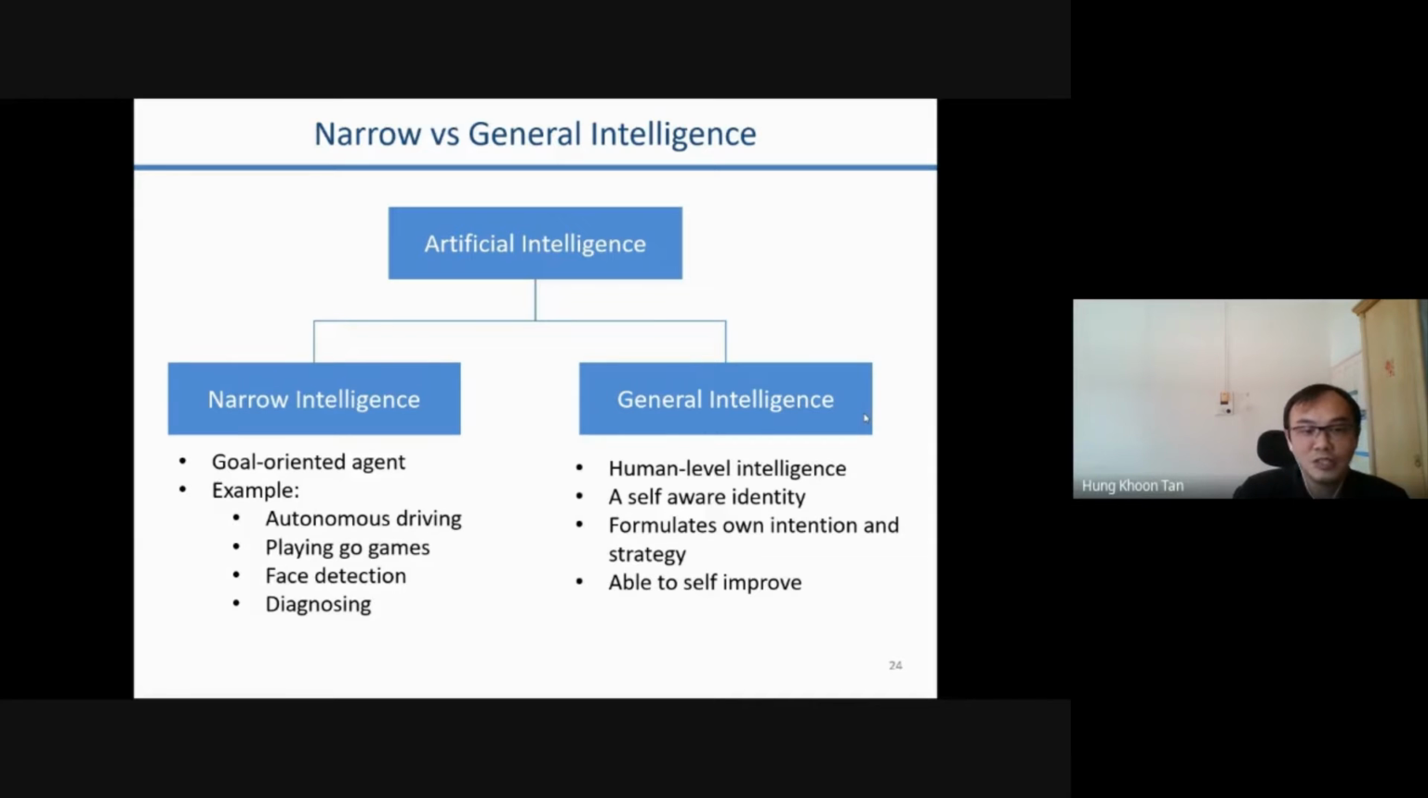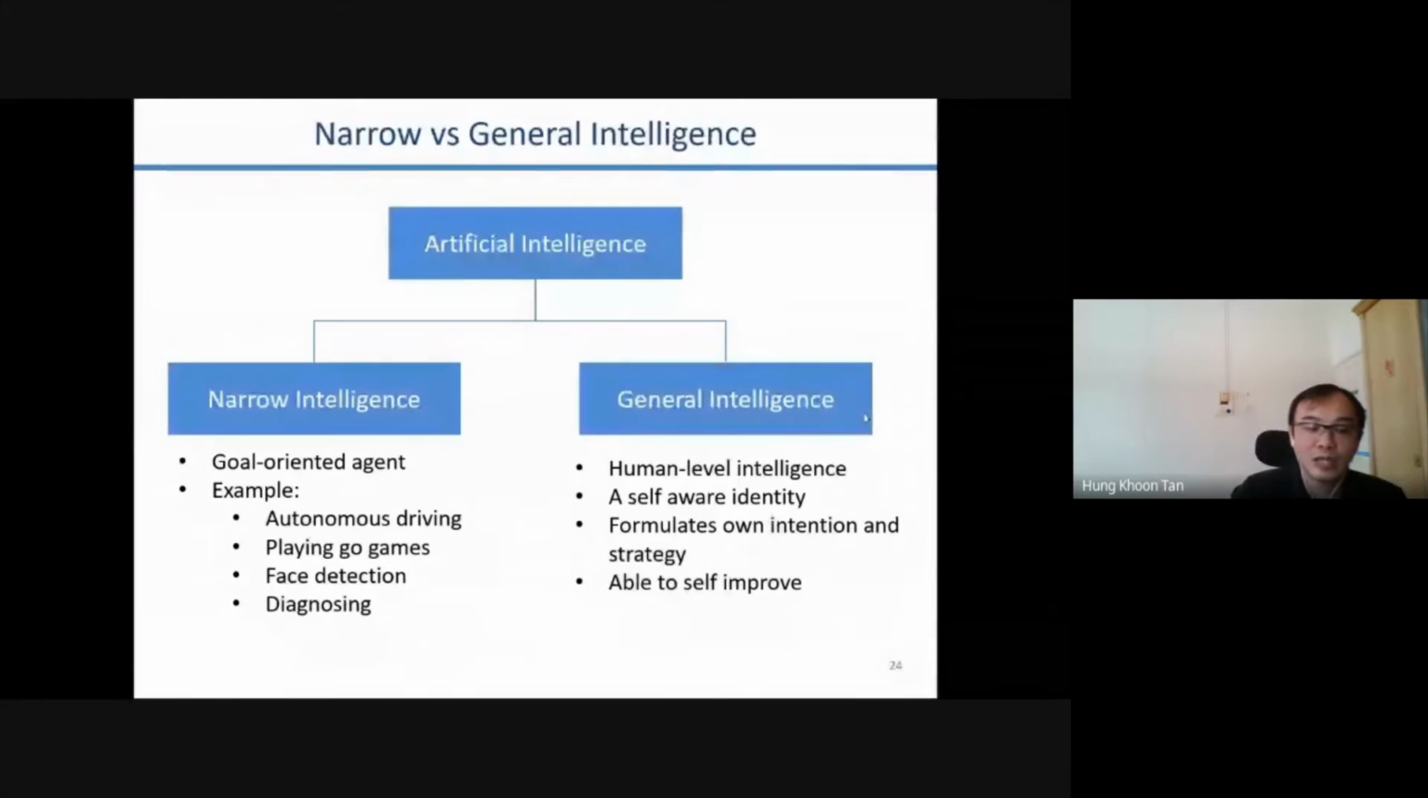In terms of general intelligence, we are talking about machines that achieve human-level intelligence, that are self-aware, machines that are able to formulate their own wants and their own intentions, and machines that are able to self-improve. And in this area, there has actually not been much advancement since 60 years ago. So we are now doing very well in terms of narrow intelligence, but not really in general intelligence.